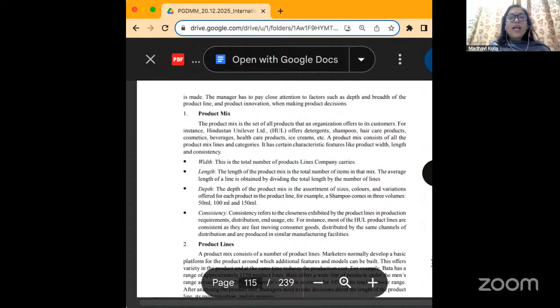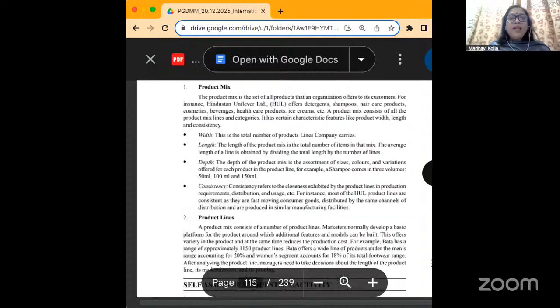There are factors like product width, length, and consistency. So what is the width? In a product mix, when we talk about width, it is the number of total product lines that a company carries. We talked about detergent, that is one product line, soaps, second product line, cosmetics, third product line, hair care products, fourth product line, beverages, fifth, and so on and so forth.